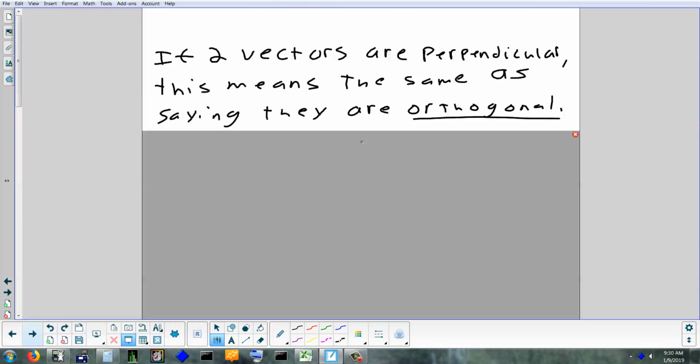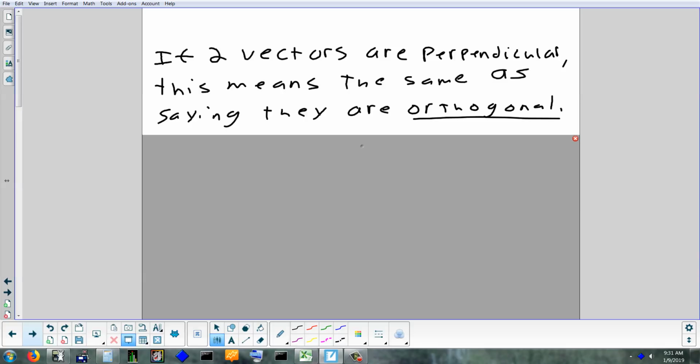I think this is the only new vocabulary word in this section, well, dot product was a new word too, but orthogonal is the other new word. Orthogonal just means perpendicular. Some people get kind of technical, but for our purposes, perpendicular and orthogonal are synonyms. So if they ask you, are the following two vectors orthogonal, you're checking to see that the angle between them is exactly 90. That's all.